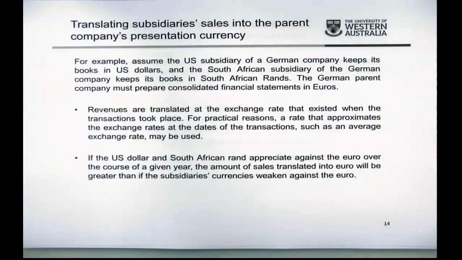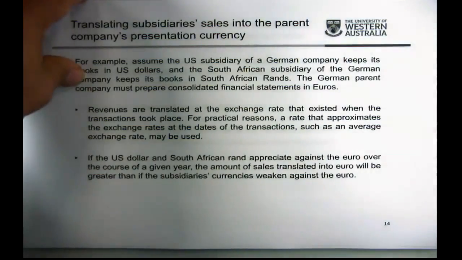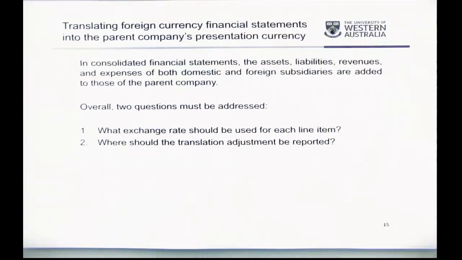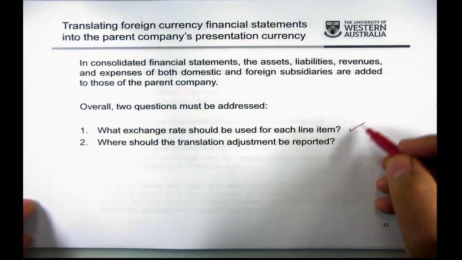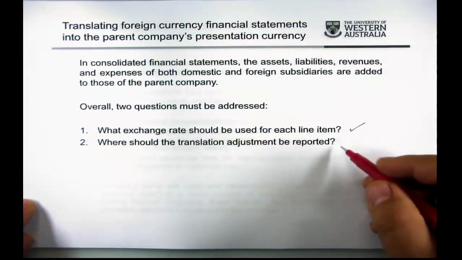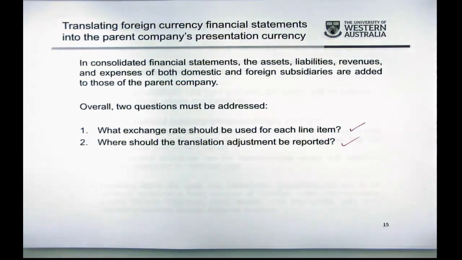How to deal with this issue? We will see some examples very soon. We will see how to deal with this issue, how to do the translation, and where the translation adjustment is reported.